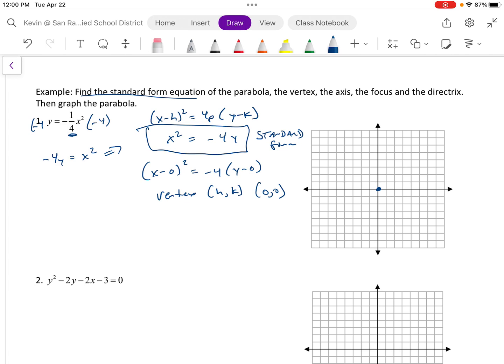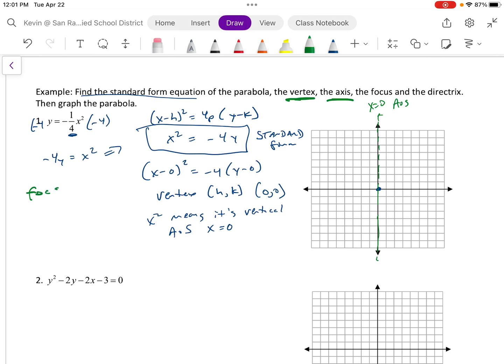If we have x squared, that means it has a vertical axis of symmetry. So x squared means it's vertical. Our axis of symmetry is going to be x equals some value, and in this case it's x equals 0. Okay, x equals 0, that's my axis of symmetry.